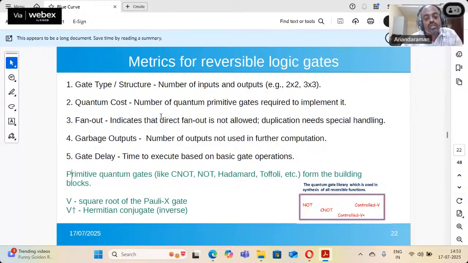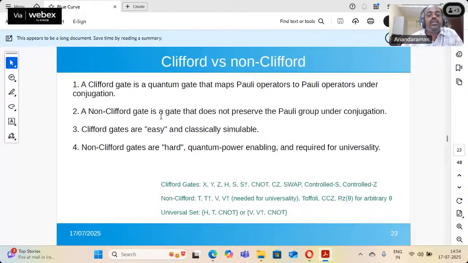Primitive quantum gates: CNOT, NOT, Hadamard, Toffoli. These are all the building blocks. And V-dagger gates are also there; we will explain later. V is nothing but the square root of the Pauli X gate. If you put two square root of X gates, then it becomes an X gate. It's a half X gate actually, you can call it. The Hermitian conjugate, that is the inverse of the square root of the Pauli X gate, is V-dagger. Okay, so what is a Clifford gate and a non-Clifford gate?